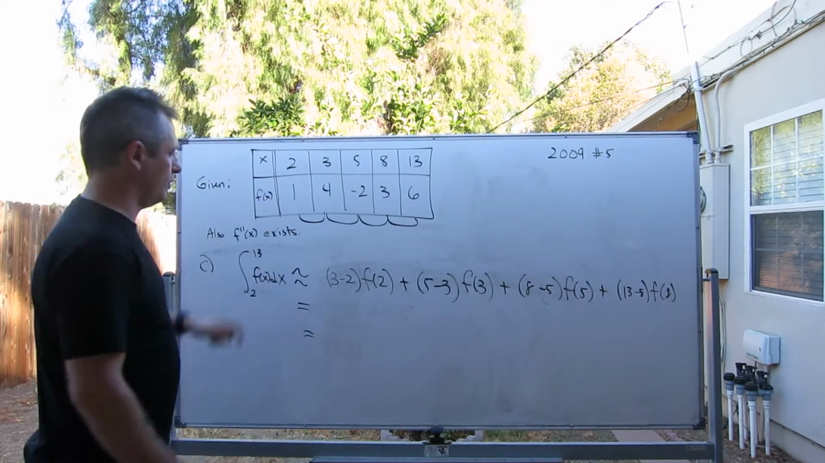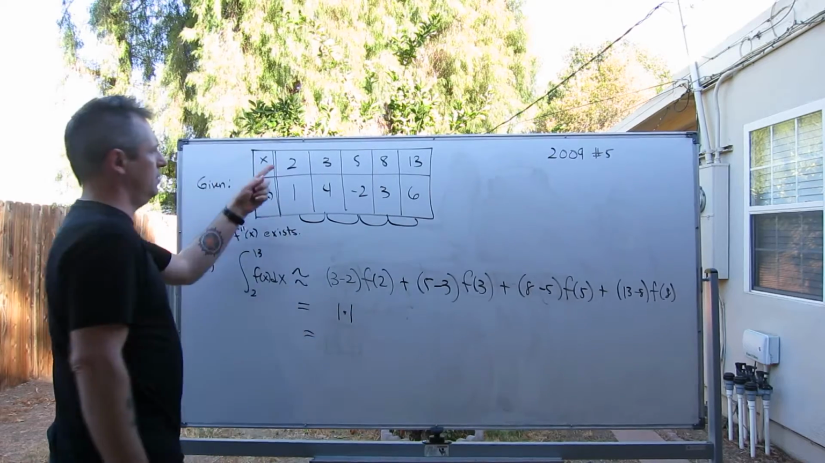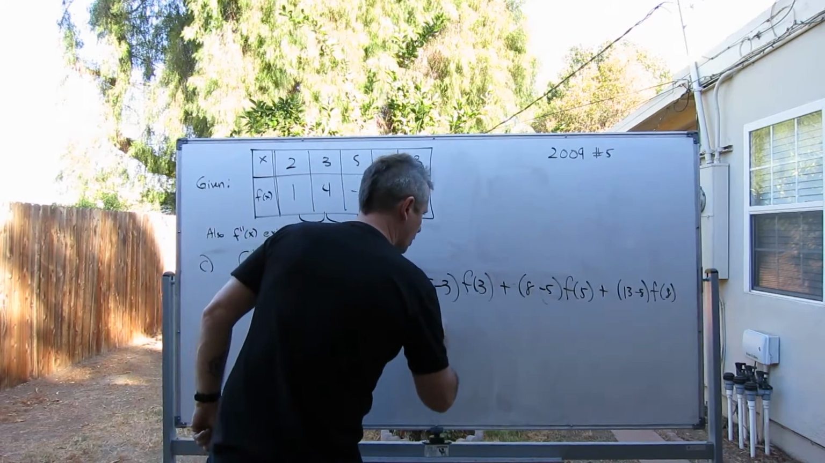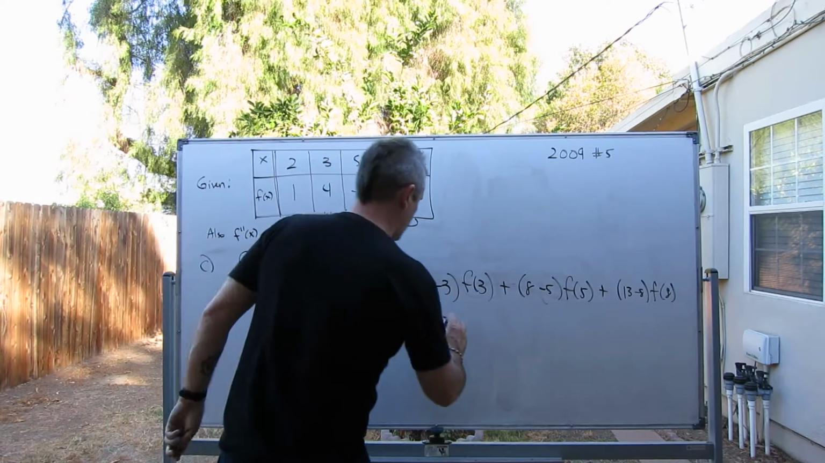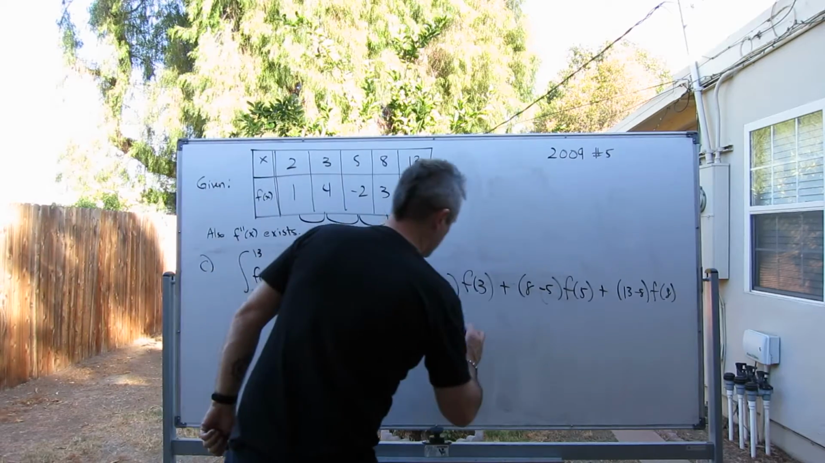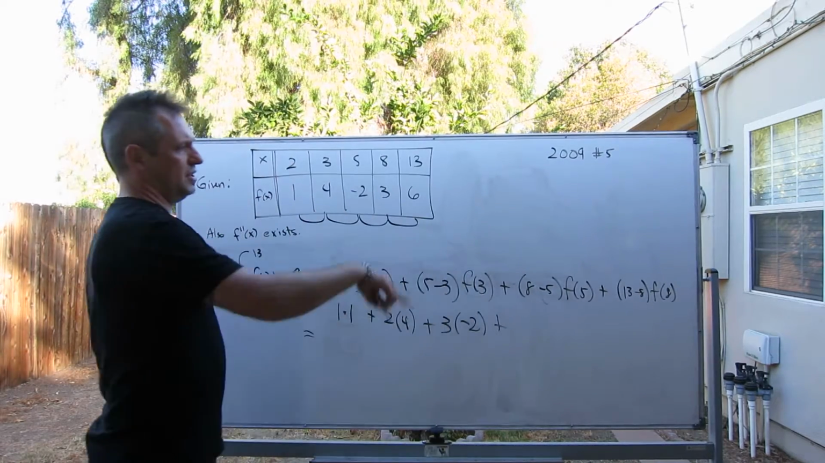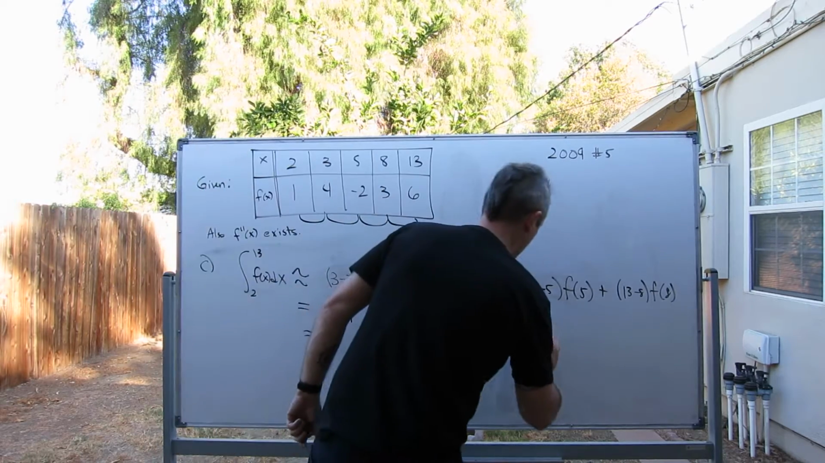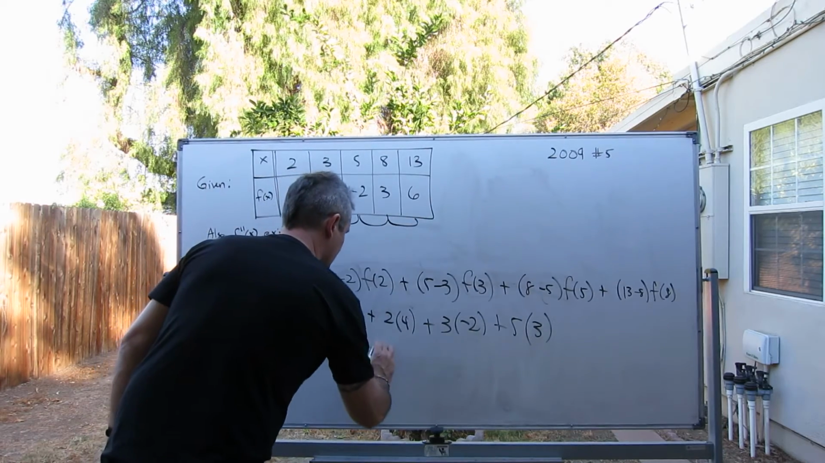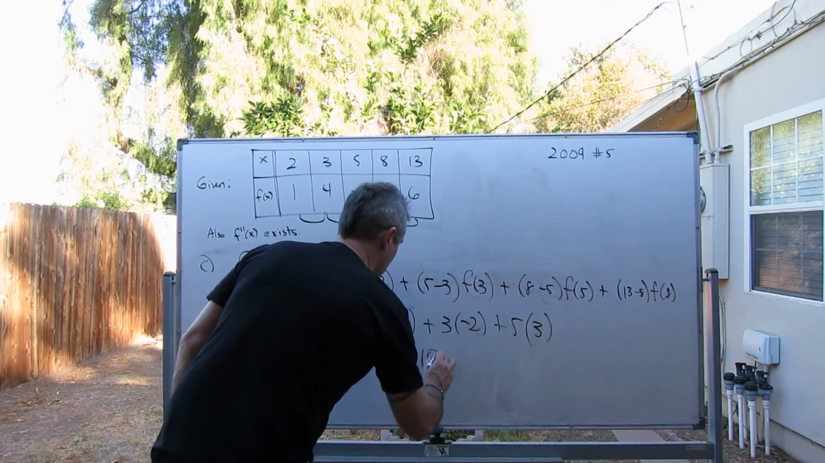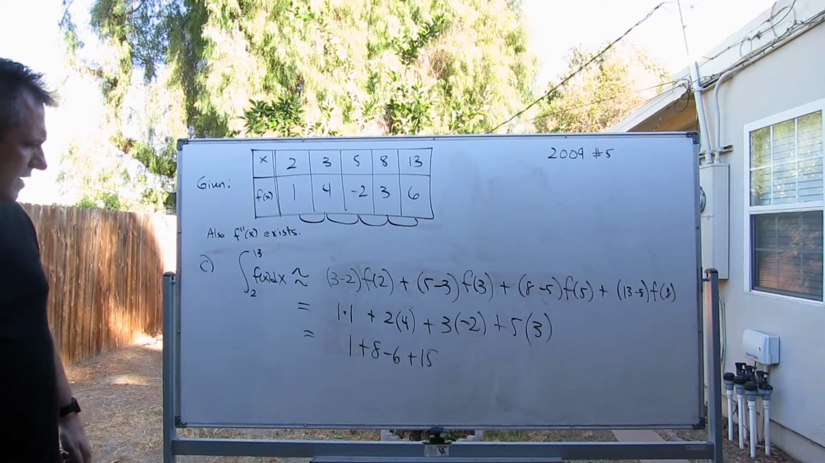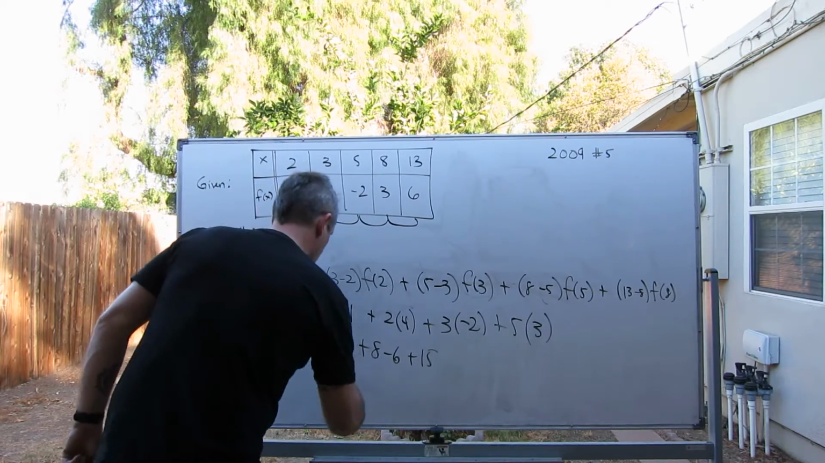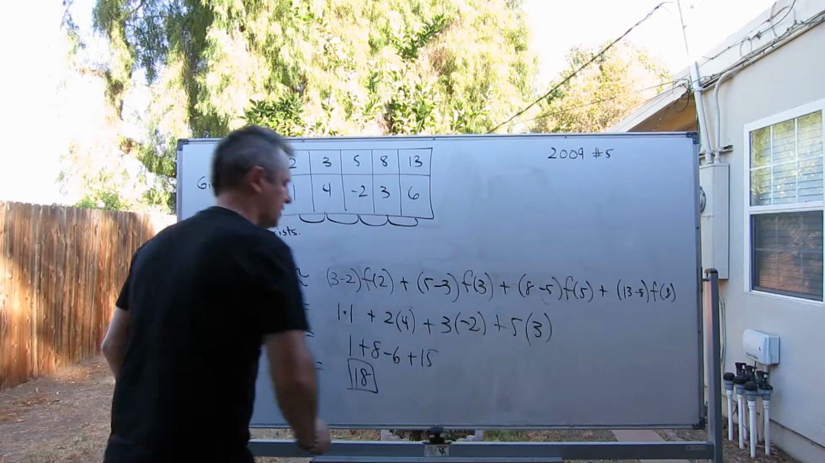So putting this all together, it looks like I have 1 times f of 1, plus 2 times f of 3, which is 4, plus 8 minus 5, which is 3, times f of 5, which is negative 2, plus 13 minus 8, which is 5, times f of 8, which is 3. So it looks like we have 1 plus 8 minus 6 plus 15. So let's see, that's 9 minus 6 is 3, 3 plus 15 is 18. And that's my final answer.